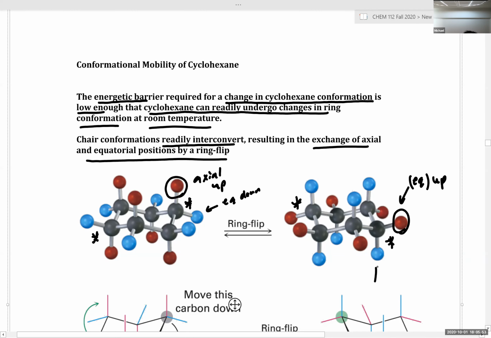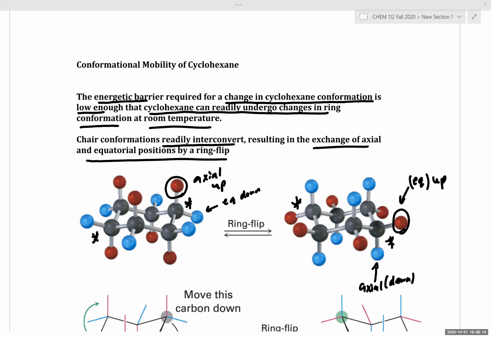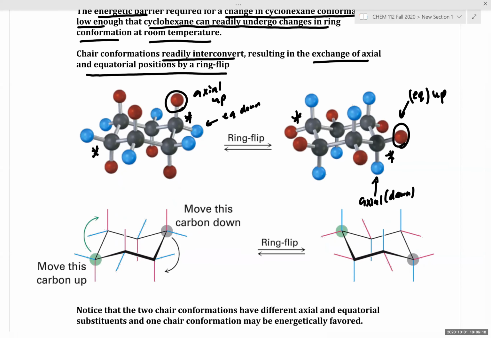Likewise, our equatorial substituent after the ring flip is now axial, but it's still pointing down. So stereochemistry, the relative position of our substituents in 3D space, is preserved during a ring flip. Does that make sense to everyone? Does the model kit help you see what's going on in the ring flip?